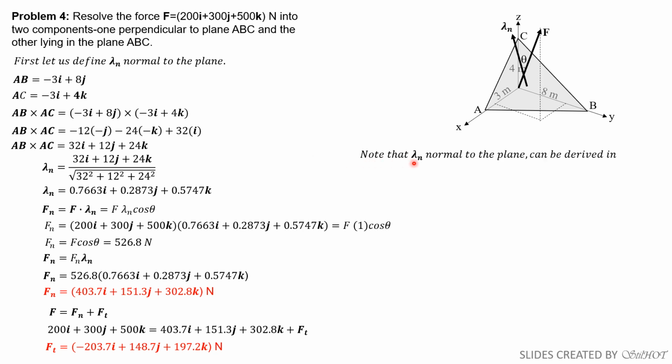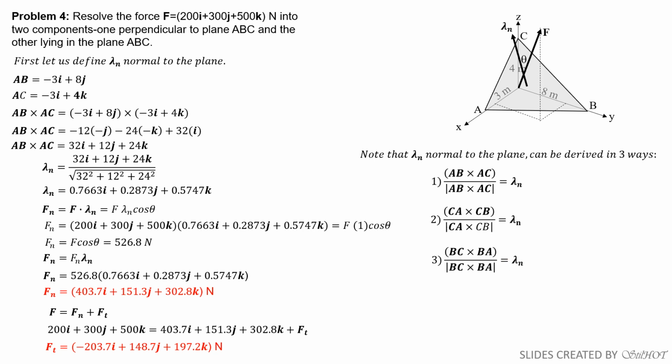Note that lambda n normal to the plane can be derived in three ways. One is AB cross AC, which is already done. The other one is BC cross BA, and the last one is CA cross CB. So that's lambda n. Let's proceed to the last problem.